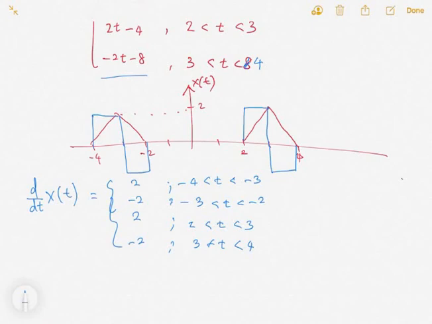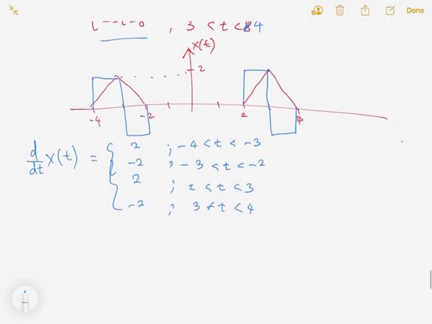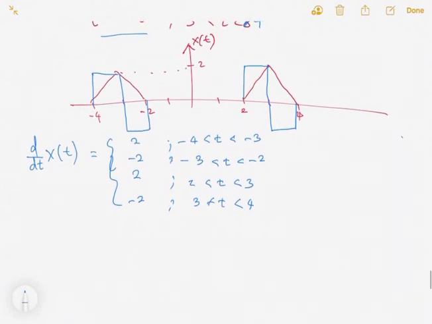Okay, so if I write in terms of unit step. Definitely we see that this is the unit step function, the blue one. How do you write it in unit step function? I can write 2 unit step t plus 4, minus 2 unit step t plus 3.